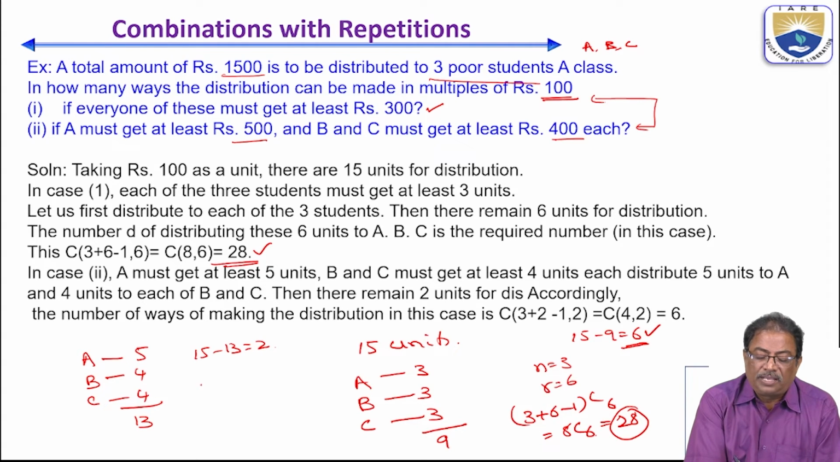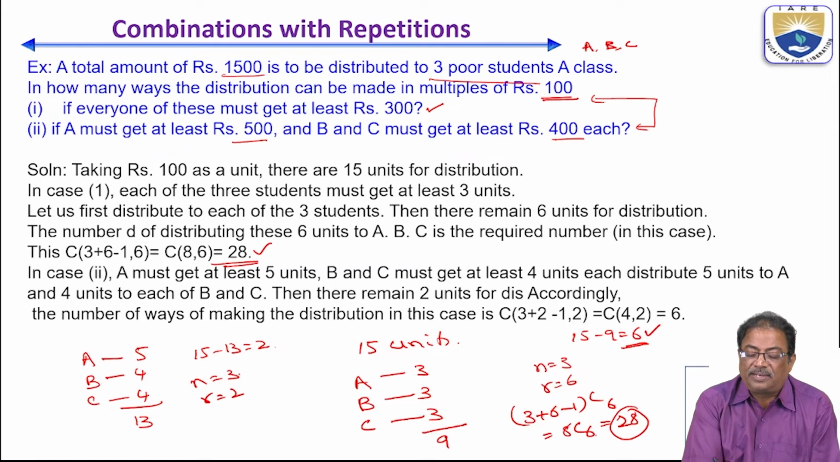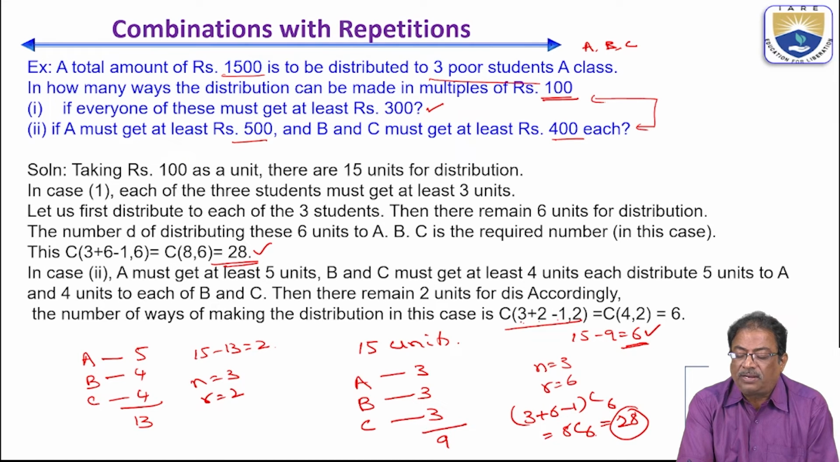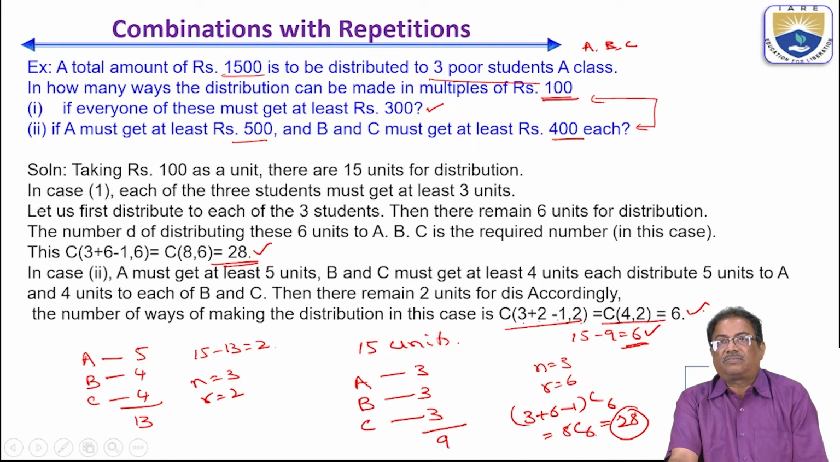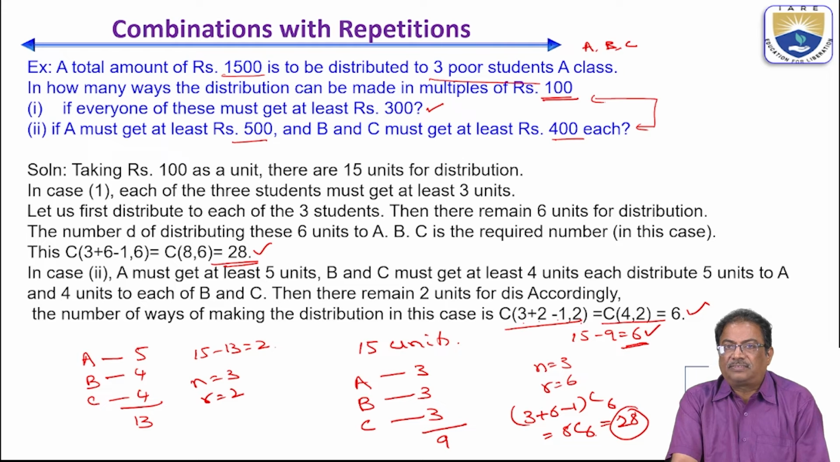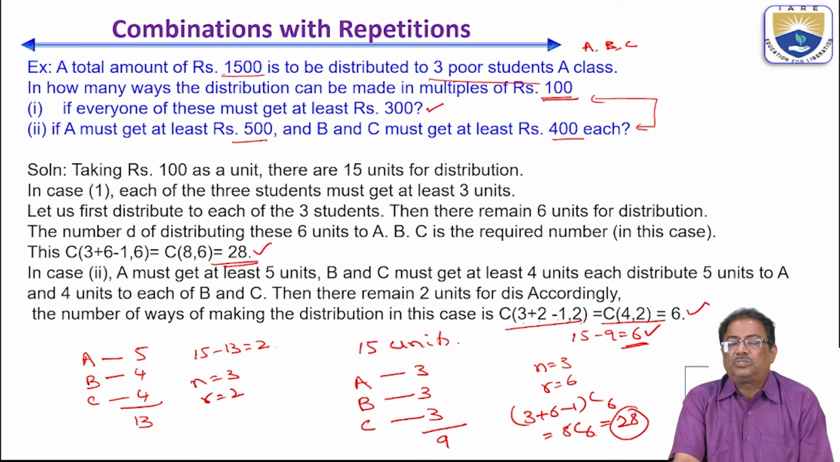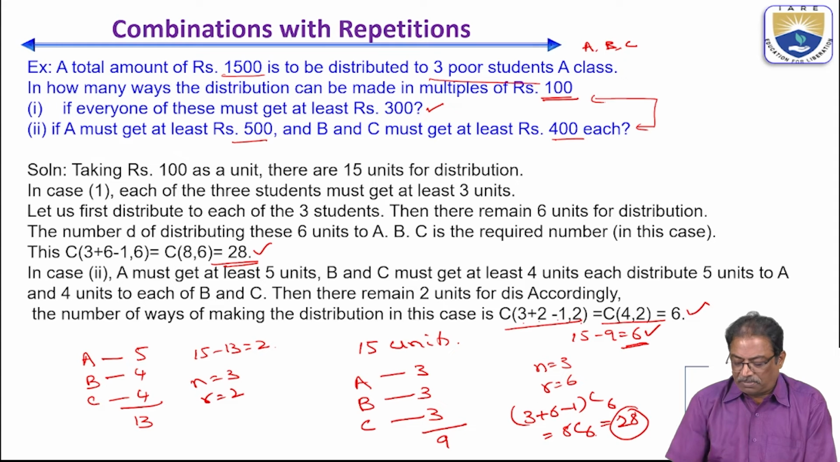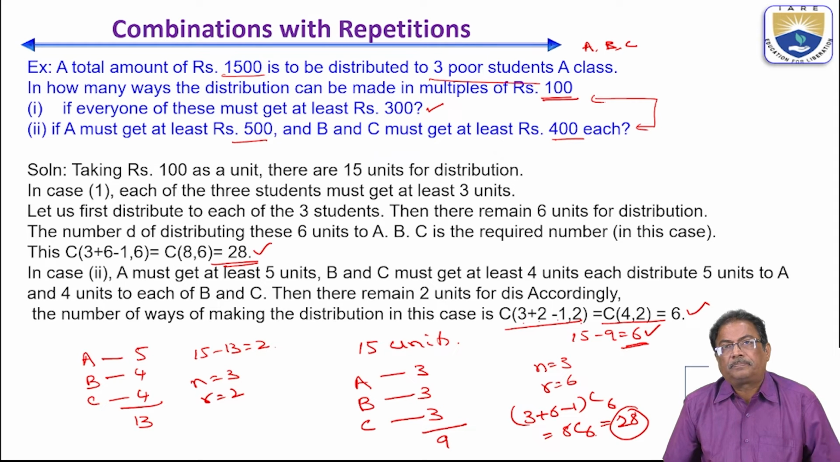So here n is equal to 3, r is equal to 2. Once again, the same thing: n plus r minus 1 C r. So subsequently we can get 6 ways. So 6 ways the distribution is possible in multiples of 100. So this is one of the problems.